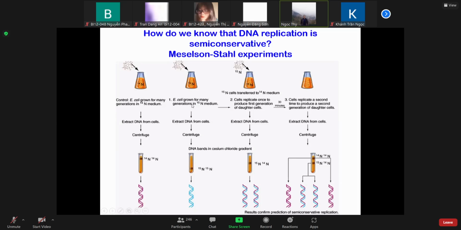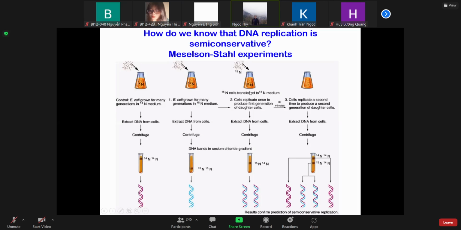In the first experiment, they took E. coli grown for many generations in a medium containing the radioisotope N15. After a few generations, they found that all the DNA was now composed of N15. After that, they picked up one colony and raised this E. coli strain in the normal medium containing regular nitrogen, that means the nitrogen 14 isotope.